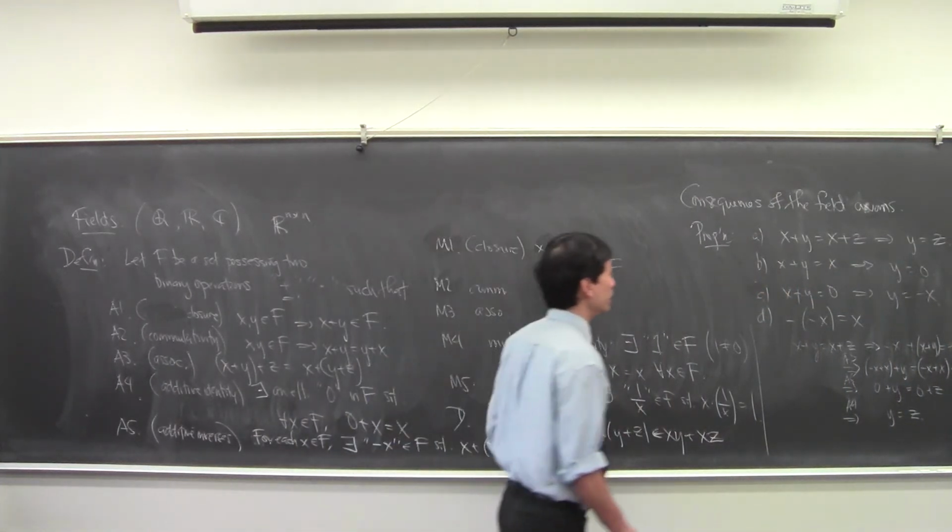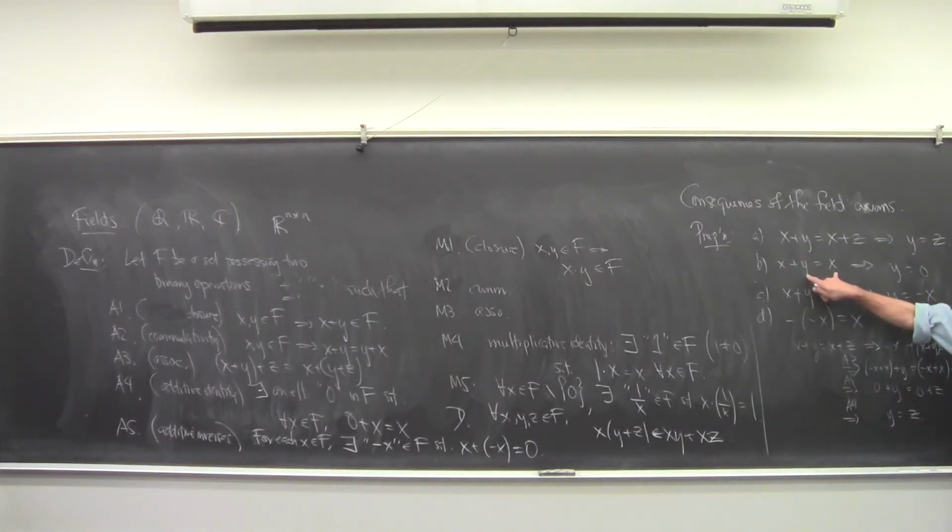Okay, and so what about the second one? Second one, basically do the same thing, right? You just add negative x to both sides again. You end up with 0 on the right, get y equals 0, right? What about this one? Same thing again, add negative x to both sides, you get y equals negative x, right?